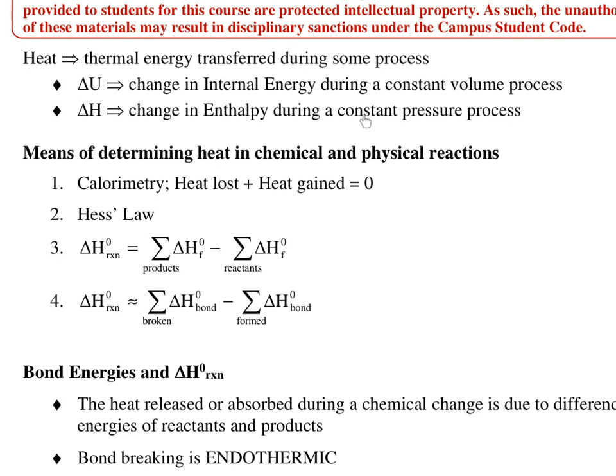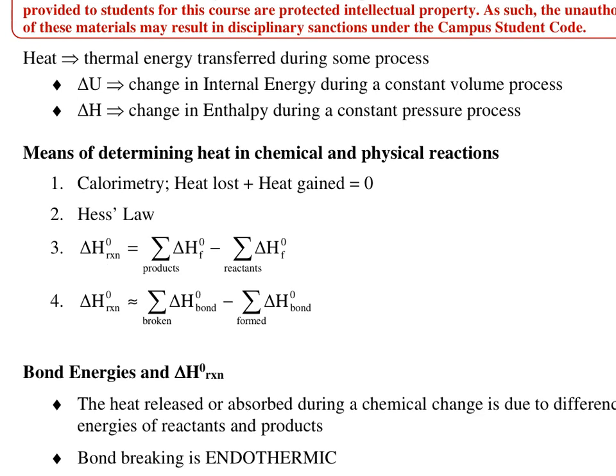It's much easier to leave our experiment open to the atmosphere and therefore ensuring a constant pressure rather than a constant volume process. So we're usually concerned with change in enthalpy, delta H. Thus far, we've learned three ways to determine the heat of reaction. Calorimetry, Hess's law, using the enthalpy of formation of reactants and products, and it's the sum of the products minus the sum of the reactants gives us the value for delta H of reaction.